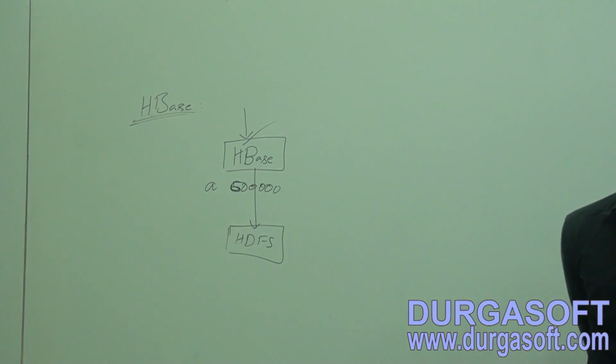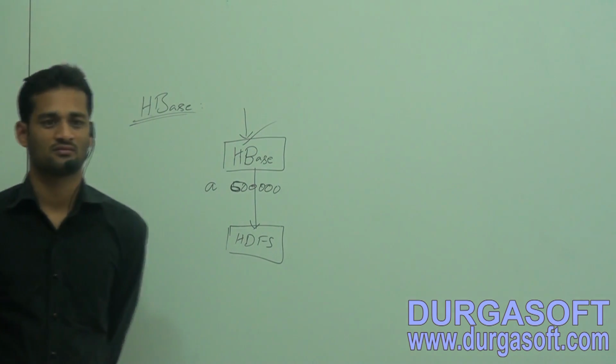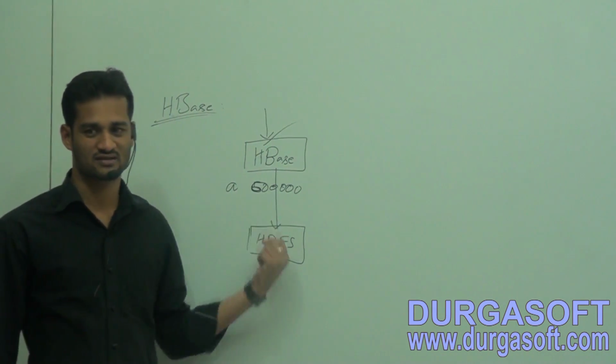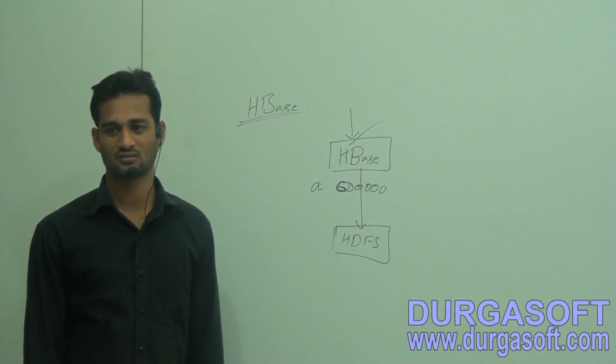Is it running with map and reduce or not? Never. Why is it running with map reduce? Because if you are working with HDFS data, then it is running with map reduce. But I'm here working with what? HBASE. So is it working with map reduce?